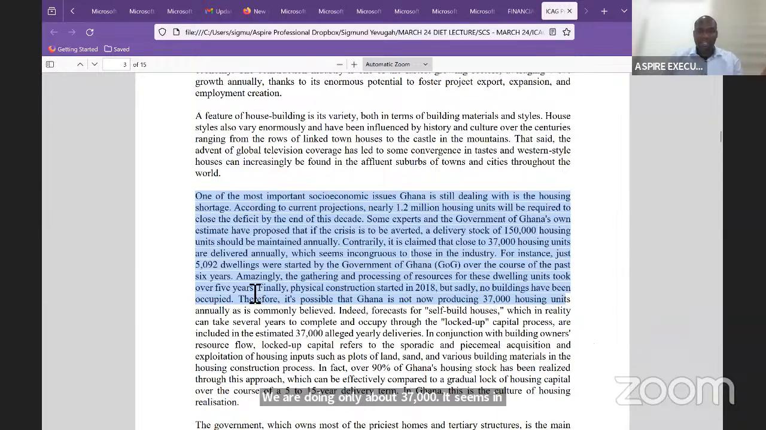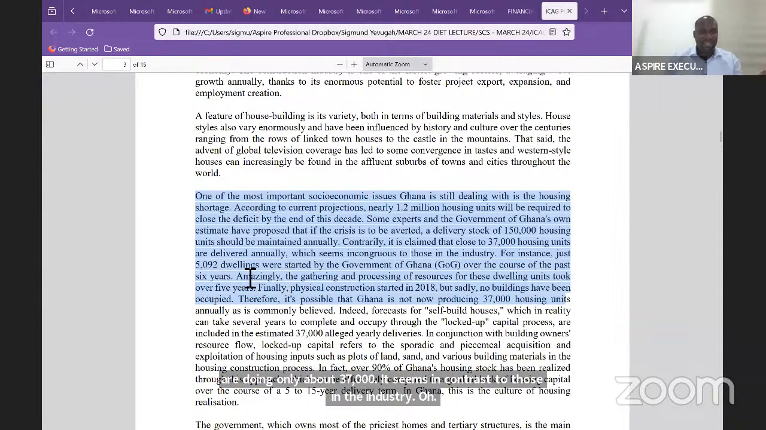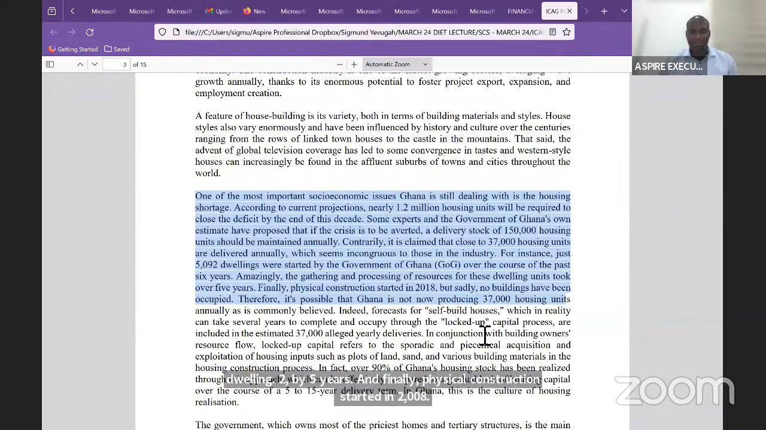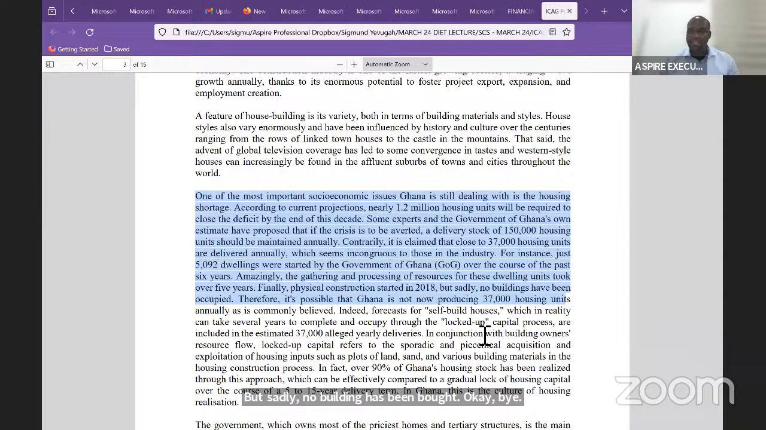For instance, just 5,000 dwellings were started by the government of Ghana over the course of the past 6 years. Amazingly, gathering the resources for the dwelling units took over 5 years. And finally, physical construction started in 2008. But sadly, no building has been occupied. Therefore, it is possible that Ghana is not now producing 37,000 housing units. So even the expected projection clearly has a lot to be reviewed, because we have a lot of houses which have not been completed by government.